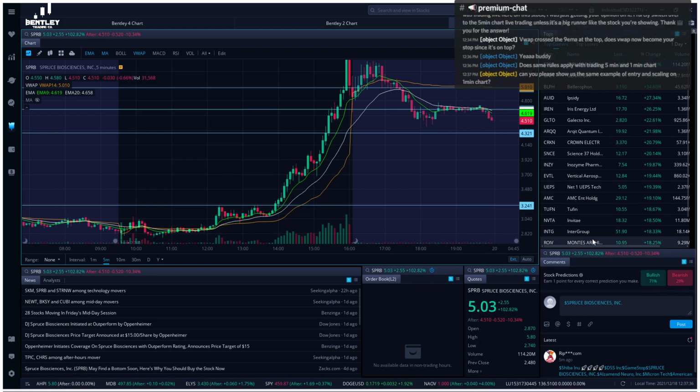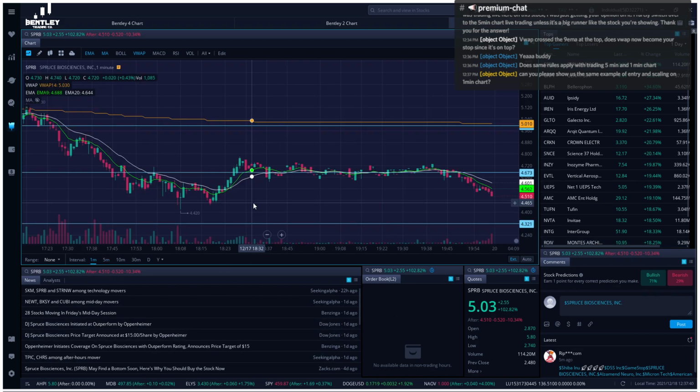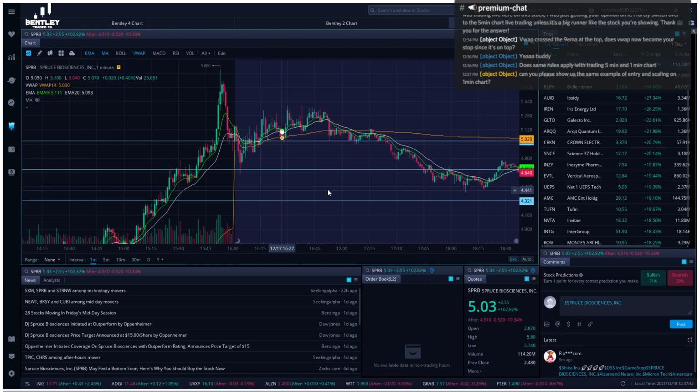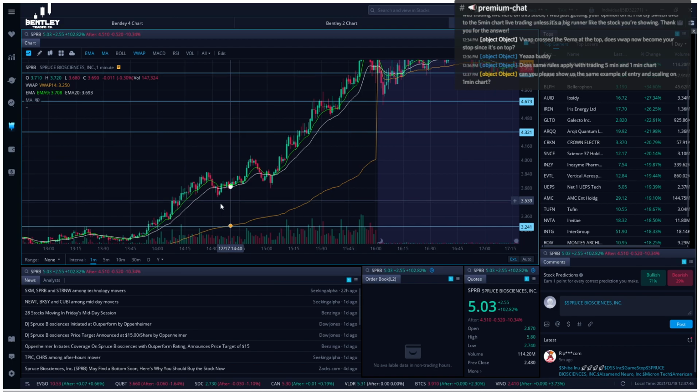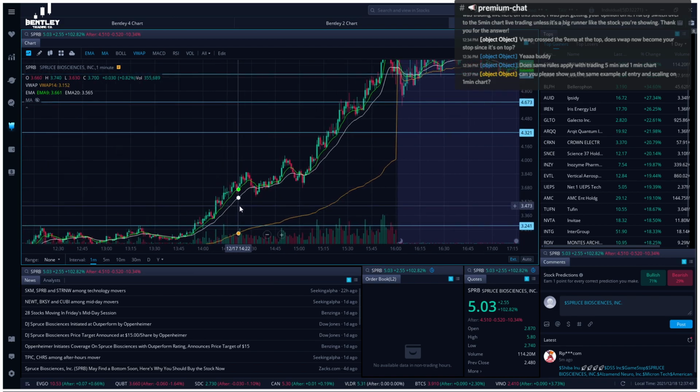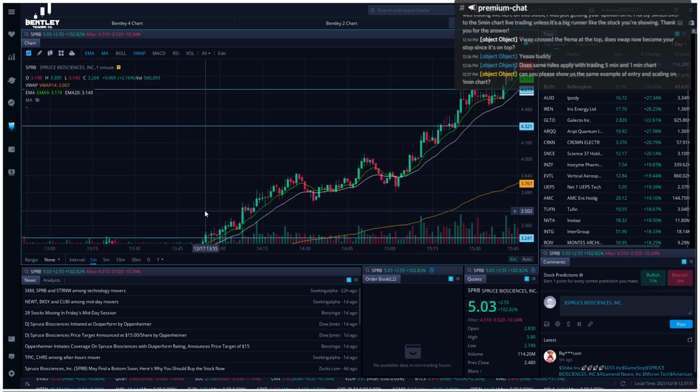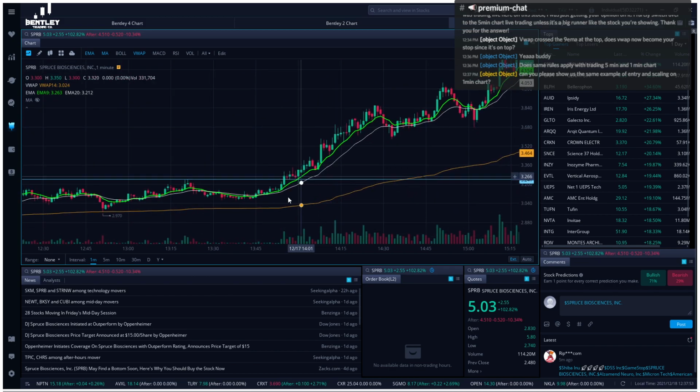Can you please show us the same example of entry and scaling on the 1 minute chart? Yes. We actually traded this one yesterday, but the market was bad, so we just scalped it. Basically, right here on the 1 minute chart, you're going to use the same level.